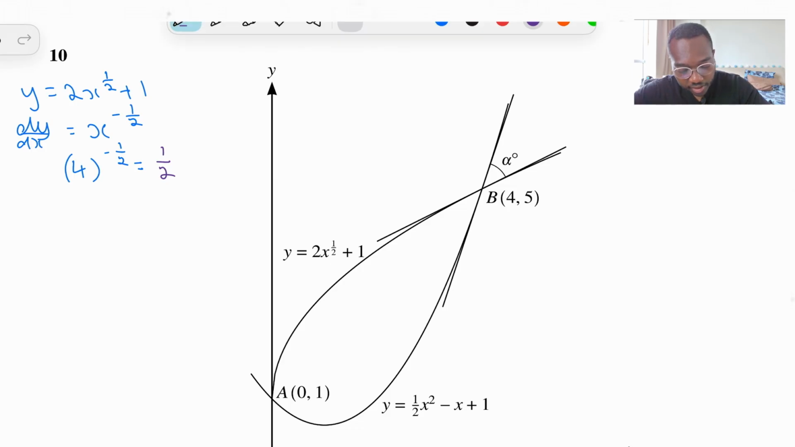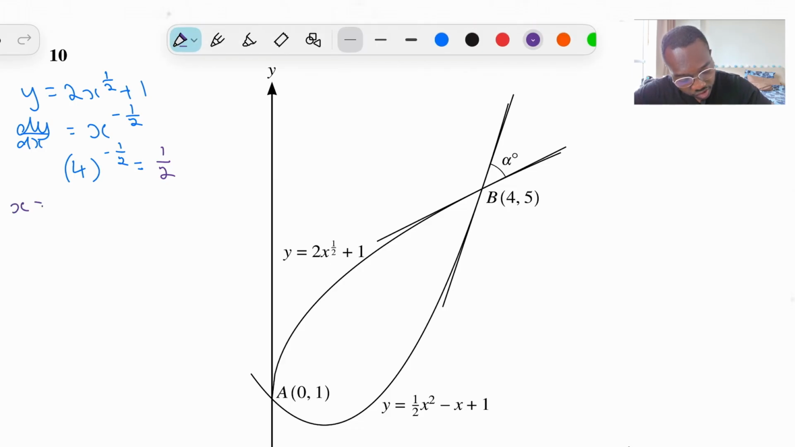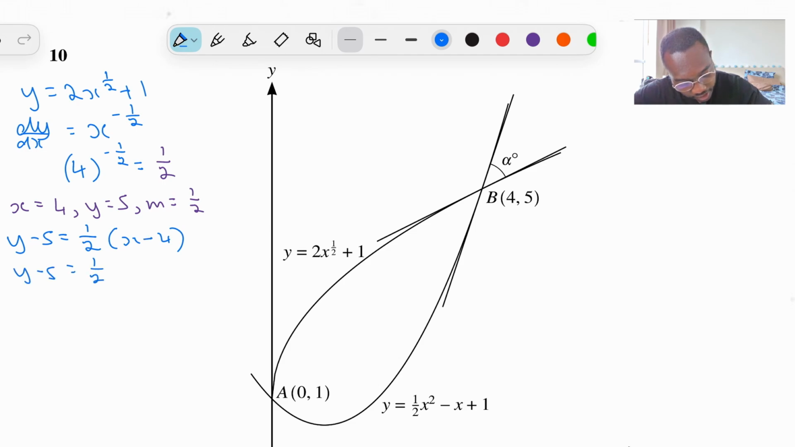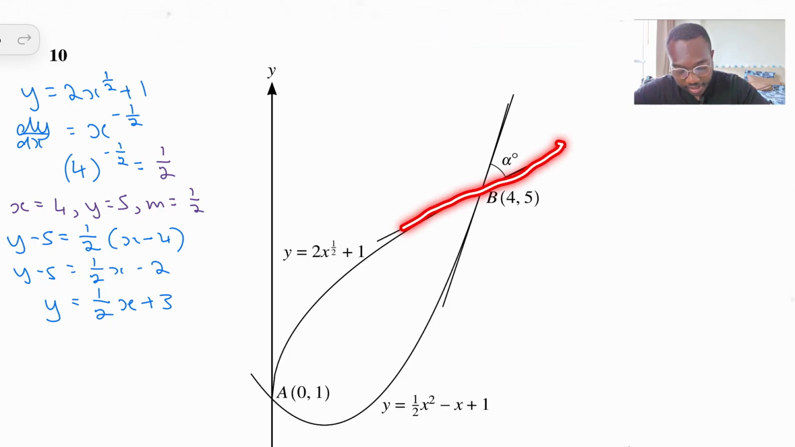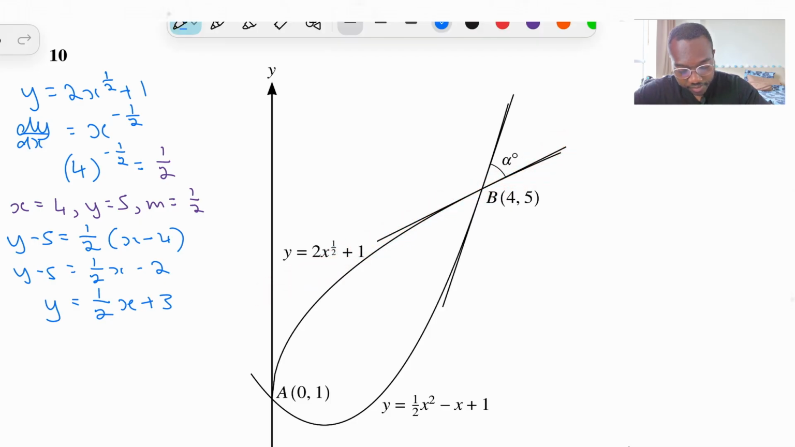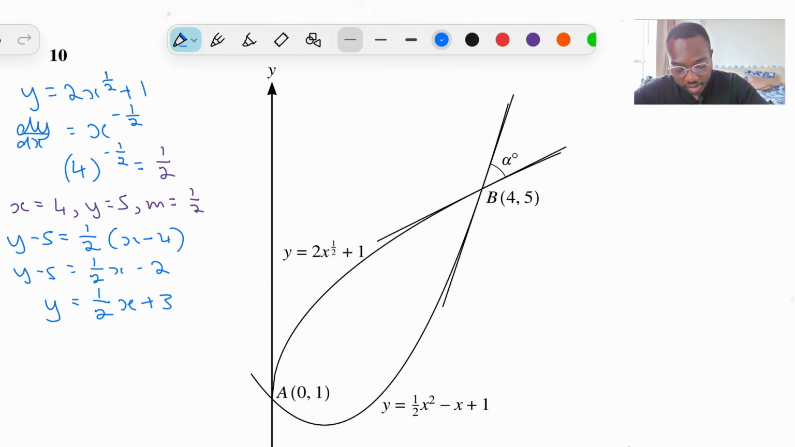Well, we can work out the equation of that straight line because we have x is 4, y is 5, and now we know that m is a half. So if we put that into the equation of a straight line, we get y minus 5 is equal to a half (x minus 4). So that's y minus 5 is equal to a half x minus 2, and therefore, we get y is equal to a half x plus 3. So we know that this line here is a half x plus 3.